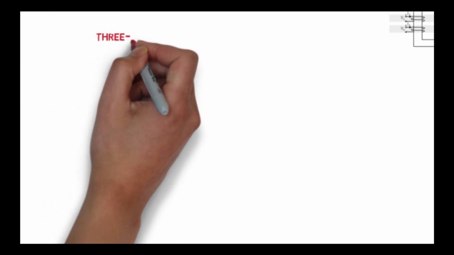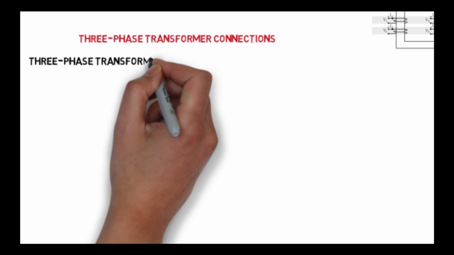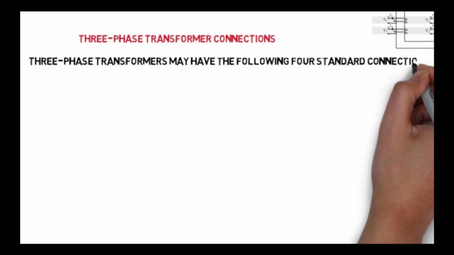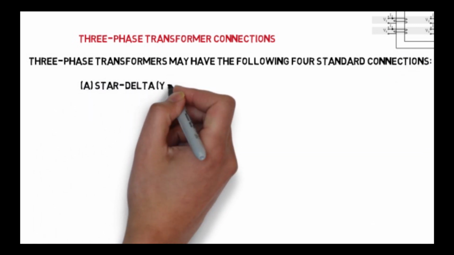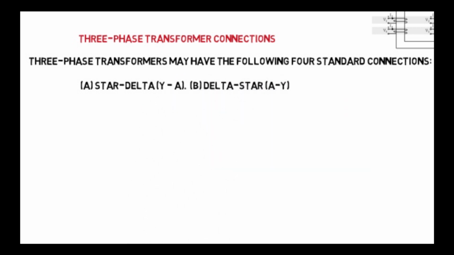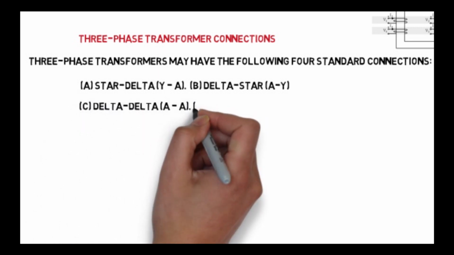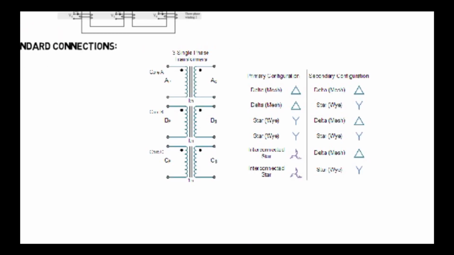Let us look upon 3-phase transformer connections. Types of connection. A 3-phase transformer may have the following 4 standard connections as follows. Firstly, star to delta type connection. Second is delta to star type connection. Third is delta to delta type connection, and last but not the least is star to star type connection. This is the symbol for 3-phase transformer and delta star connections.